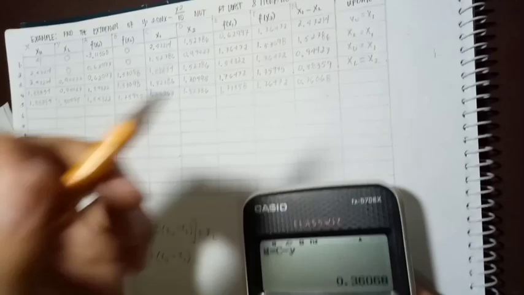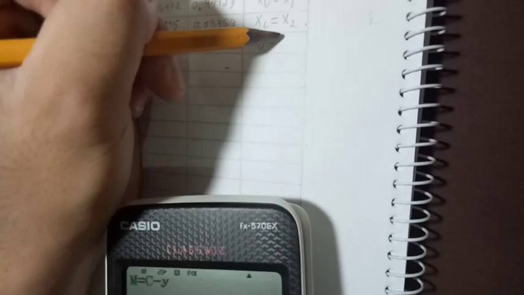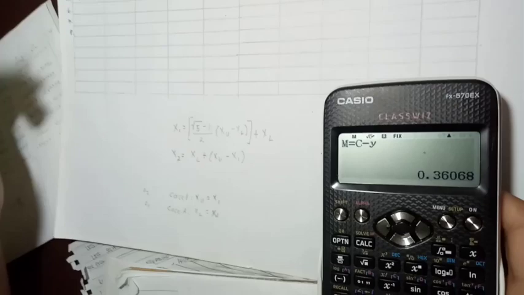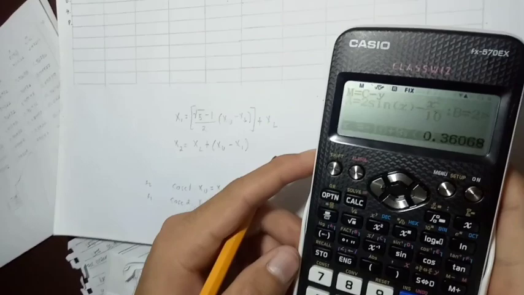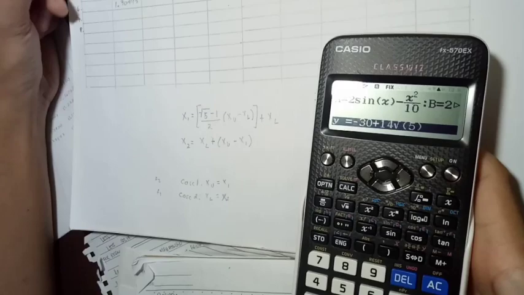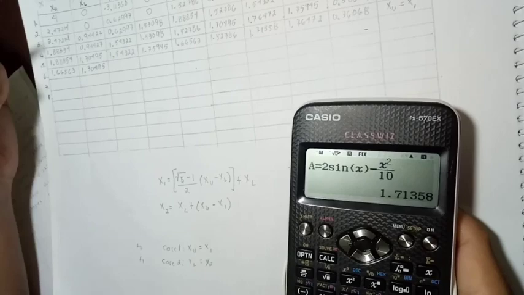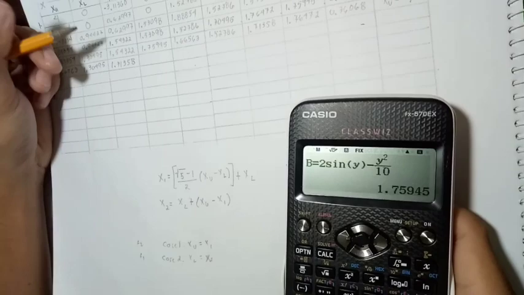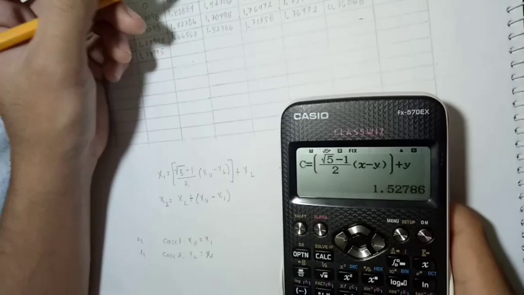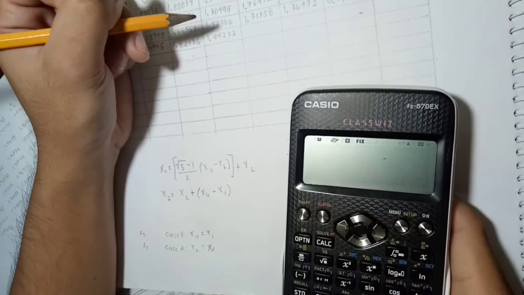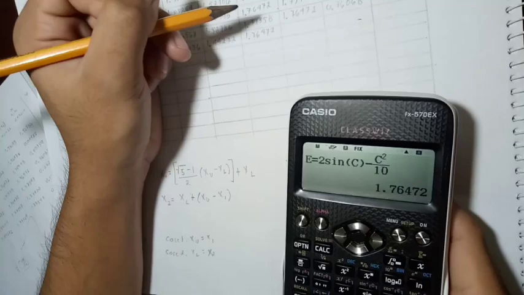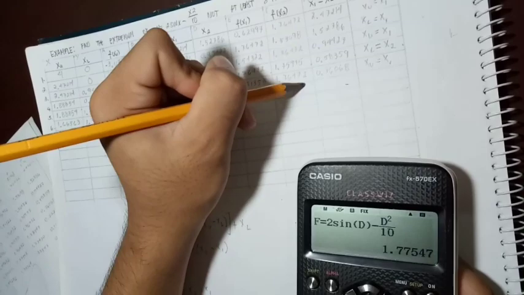Now F of x sub 2 is greater than F of x sub 1, so we have to use case 1, which is x upper equals x sub 1. We have to retain the value of x lower, write down 0.95, for value of x upper, alpha c, which is 1.66563. For A we get 1.71358, for B 1.75945, for C we get 1.52786, for D we have 1.44272, for E 1.76472, for F we get 1.77547.